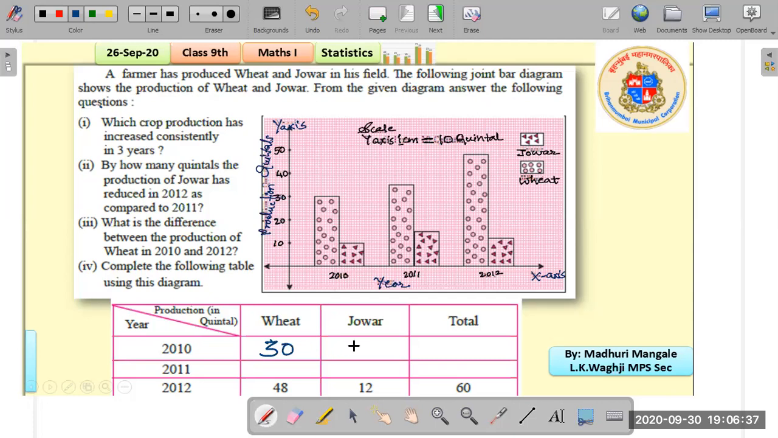Wheat is 30 and jowar is 10, and that would total up to 40, right students? And next year, that is 2011, the wheat production is how much? Let us check. The wheat production is somewhere between 30 and 40, that has to be 35. And the jowar production is right in between 10 and 20, that would be 15. So wheat production is 35 and jowar production is 15.